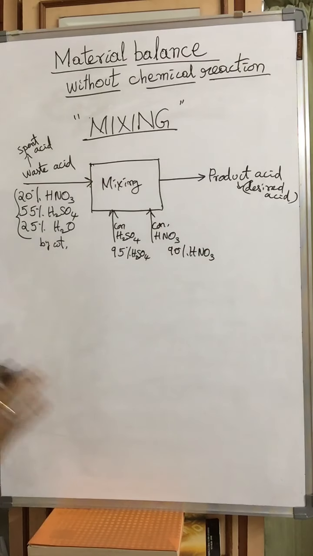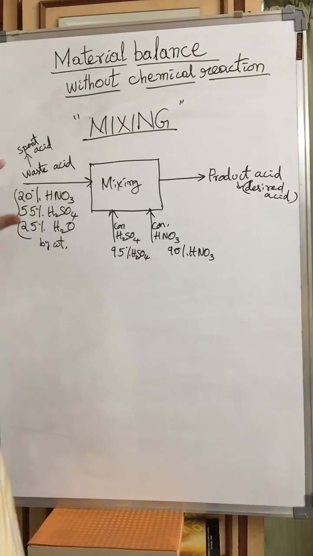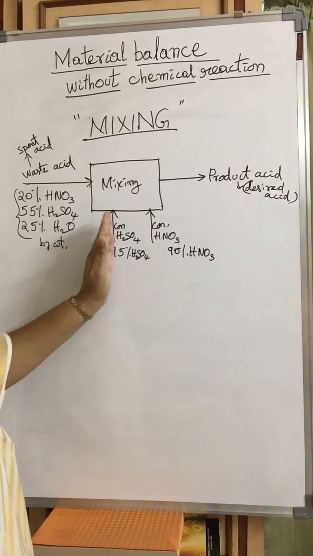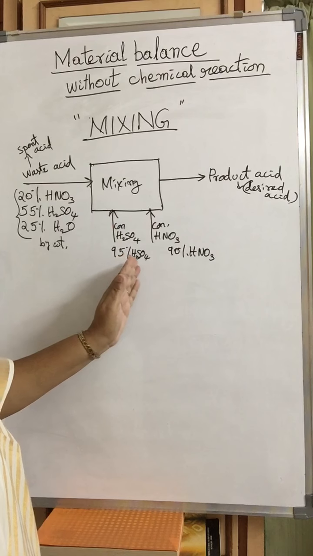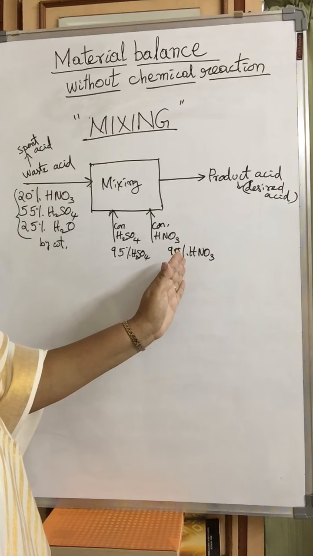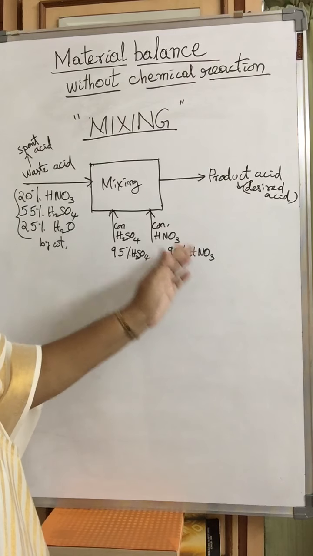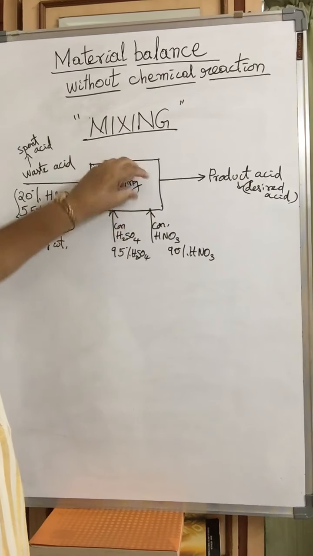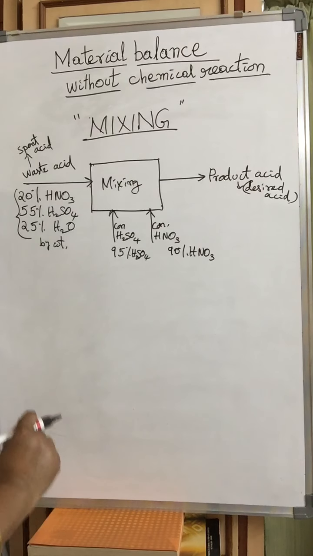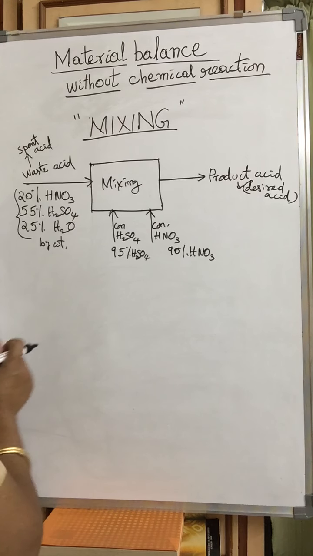Okay, this is the problem. Spent acid containing HNO3 20%, H2SO4 55%, water 25%. This is mixed with concentrated H2SO4 containing 95% H2SO4 and concentrated HNO3 containing 90% HNO3. All these three streams are mixed to get the product acid, and the product acid composition is also given.